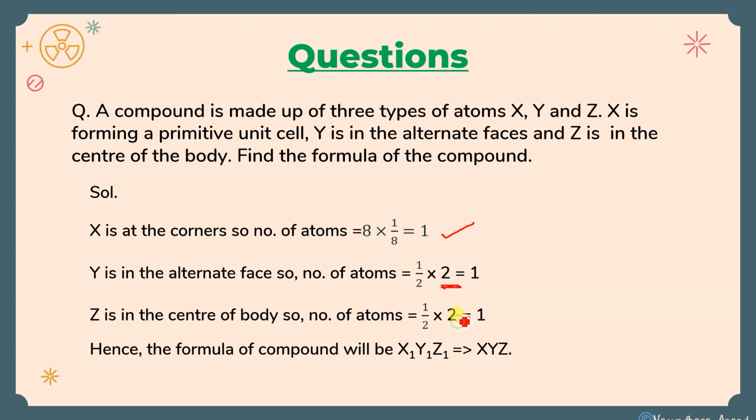Center, yeah, this is wrong. It will be 1 into 1. Yes, 1 into 1 simply. So what will be the answer? 1 only, and that means the compound formula will be xy1 z1, that is, xyz. No issue in this? Yes.